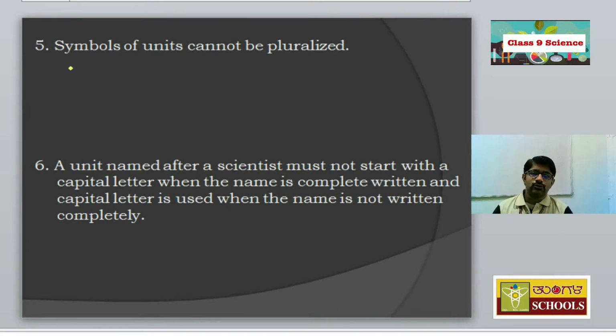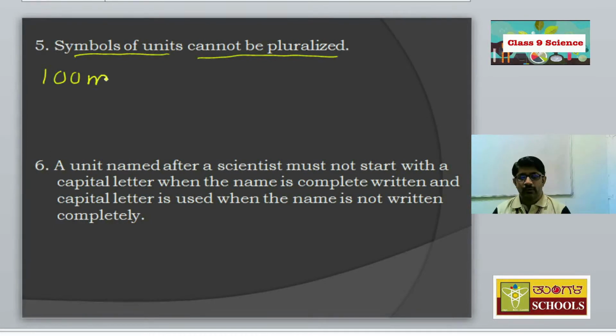Now, the next rule is that symbols of units cannot be pluralized. Symbols of units cannot be pluralized. It means if there is a length of 100 meter, you have to say it as 100 meter only, not 100 meters.